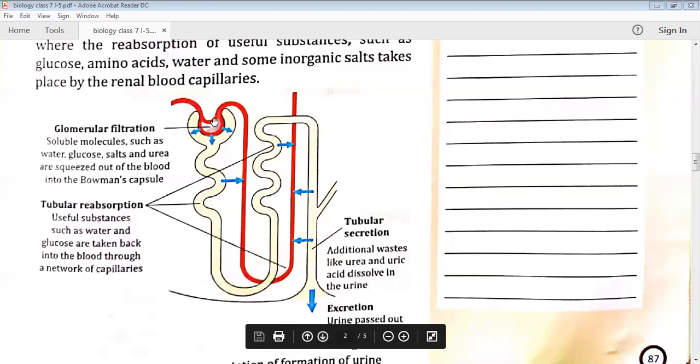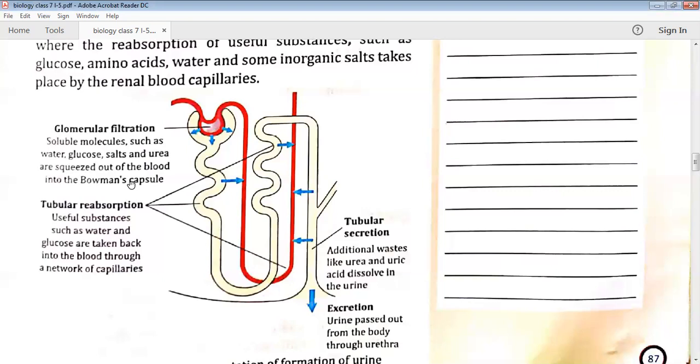Please follow my arrow. This is Bowman's capsule. The glomerulus is a part of Bowman's capsule only, no? Here you can see how very thin it is. The reason for the thinness is to increase the pressure. If the pressure increases, then the dissolved salt and soluble molecules such as urea, water, and glucose are squeezed out of the blood into Bowman's capsule, and whatever is left behind is only blood cells.